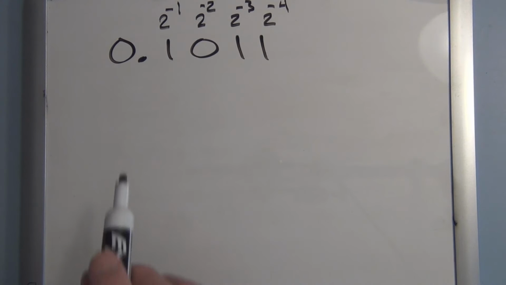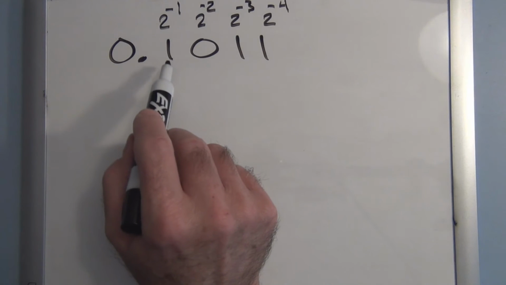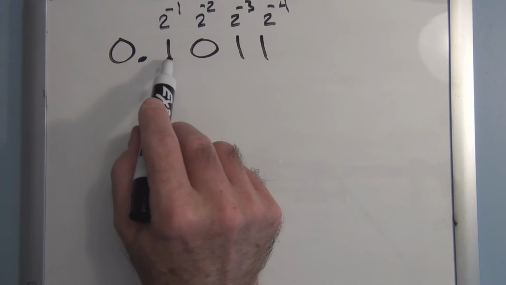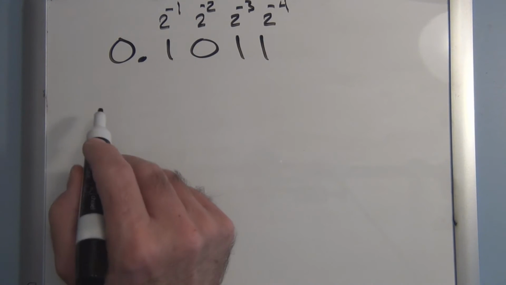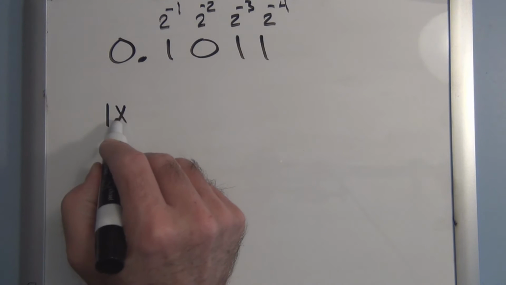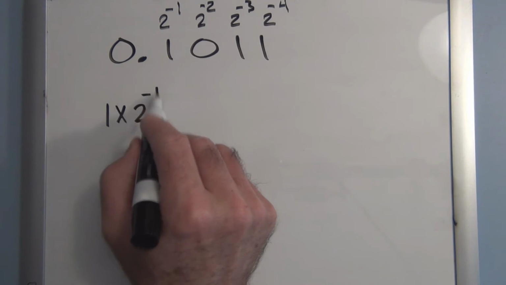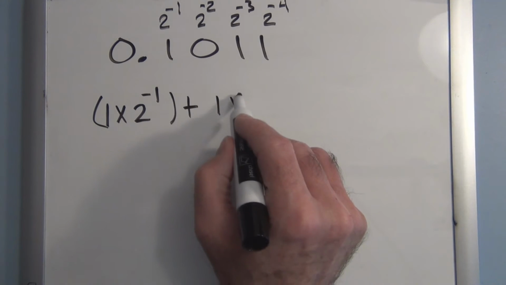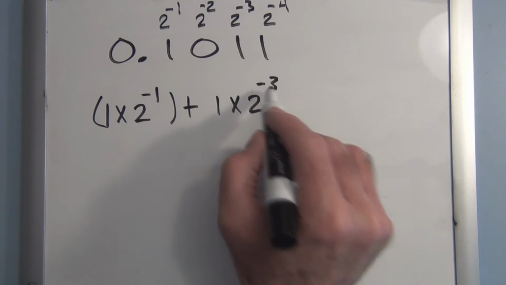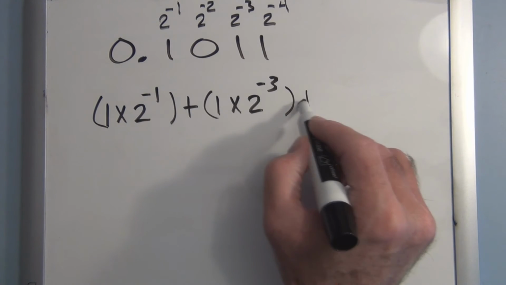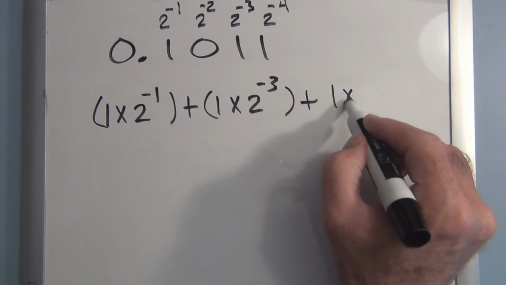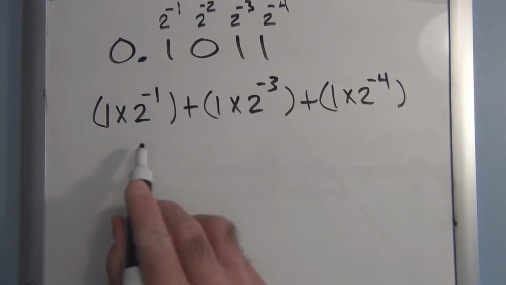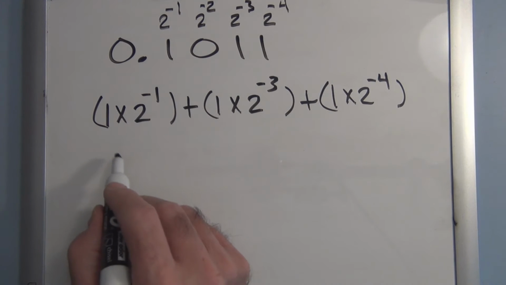So it's the same method. We just sum the weights of the binary numbers, or the positions that have a 1. So this would be 1 times 2 to the minus 1 plus 1 times 2 to the minus 3 plus 1 times 2 to the minus 4. And we just add these weights up.